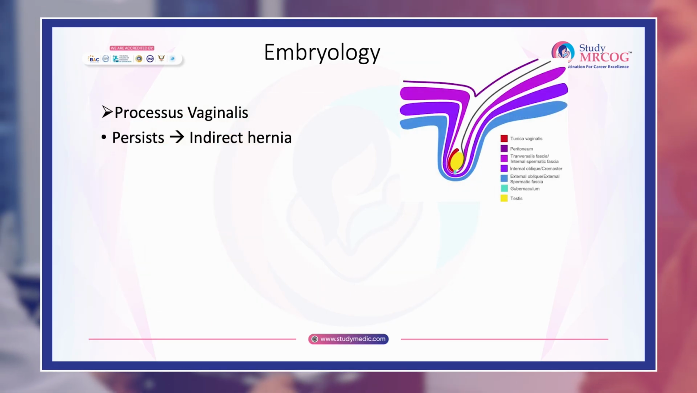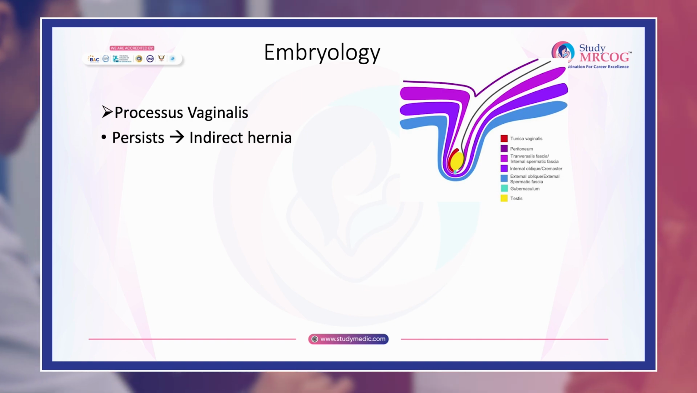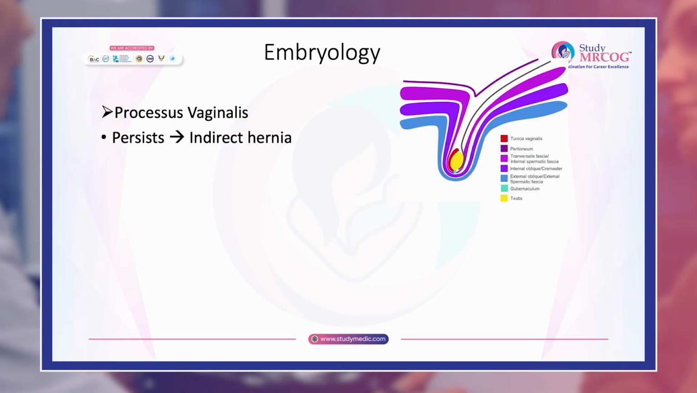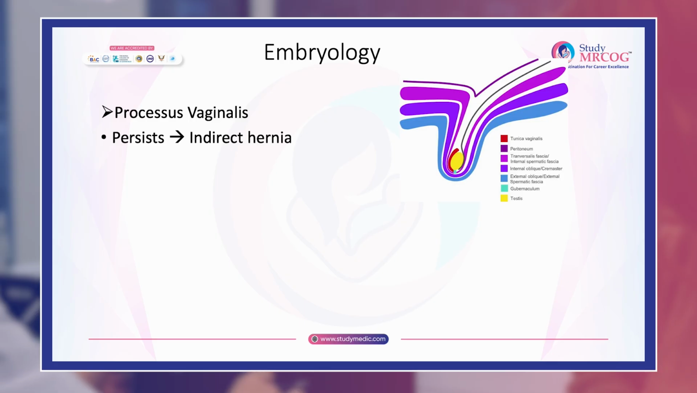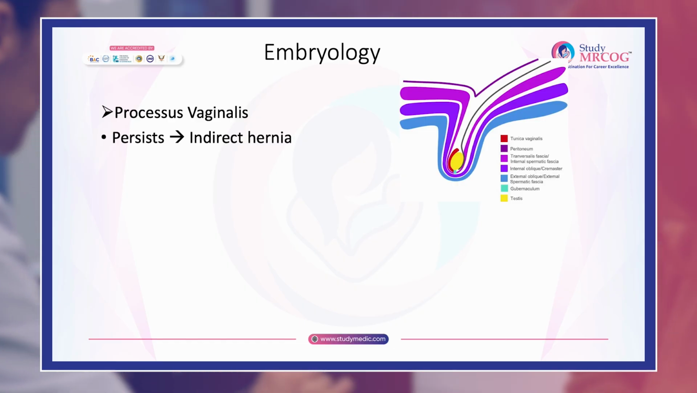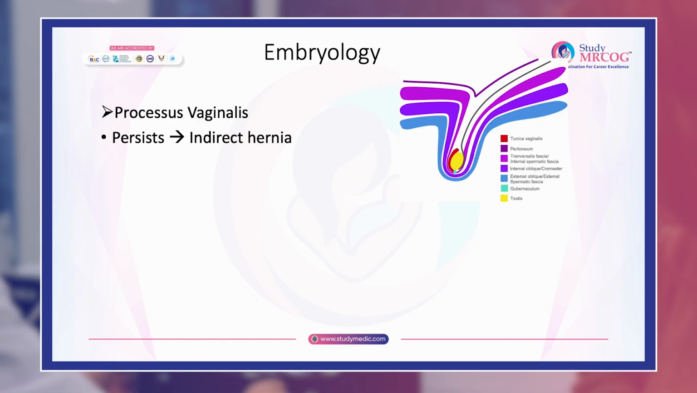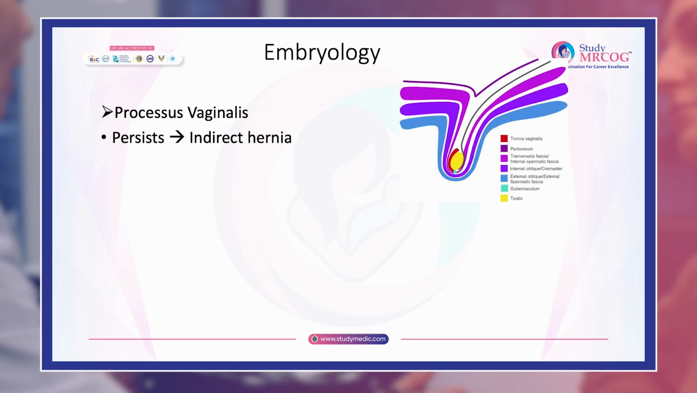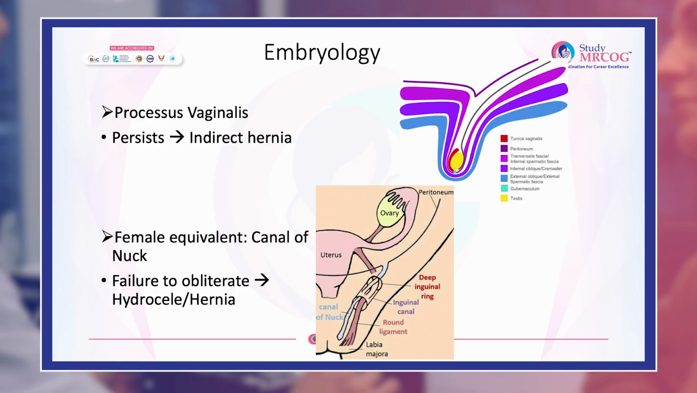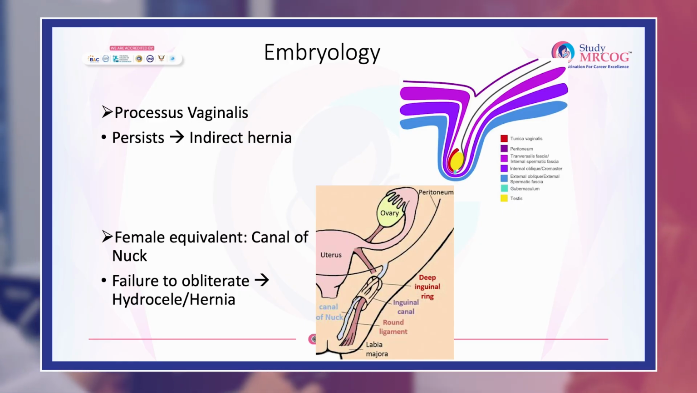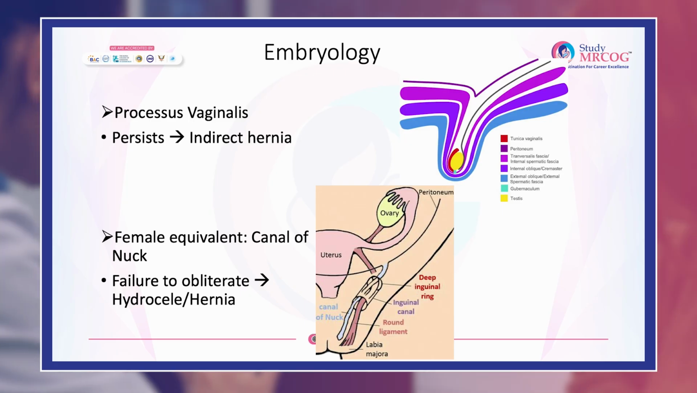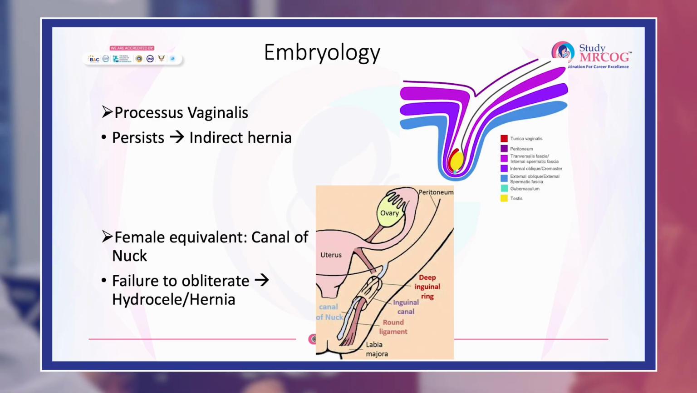Now let's briefly touch upon the embryology part, which will help us tie everything together. So during development, the processus vaginalis is an outpouching of the peritoneum. In males, it normally gets obliterated except for the distal part here, which you can see in red, and that forms the tunica vaginalis. If this persists or fails to obliterate, it leads to an indirect inguinal hernia. In females, the equivalent structure is called the canal of Nuck, and if this fails to obliterate, it can result in a hydrocele or an indirect inguinal hernia in the groin.